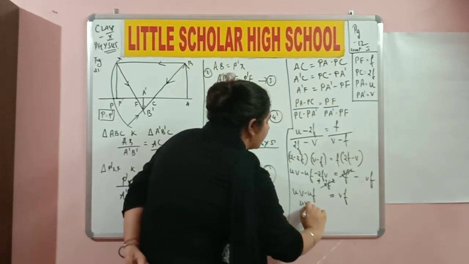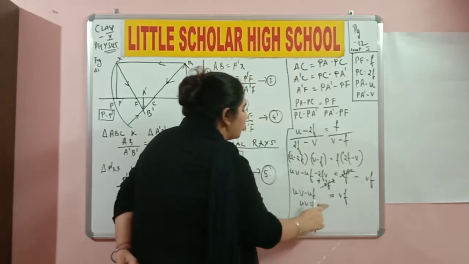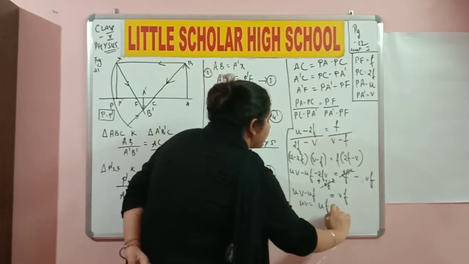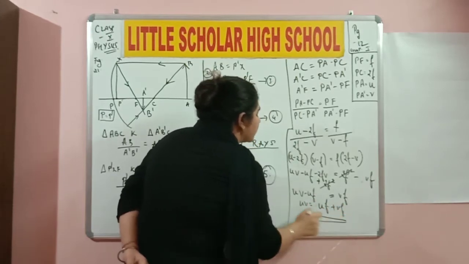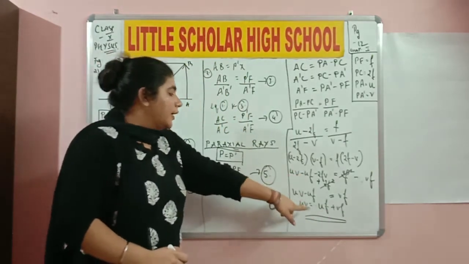Okay, UV is over here and I take UF that side. So what do I get? I get UF plus VF. Can you look at this equation over here? How did I get this? I solved all these and I got this.